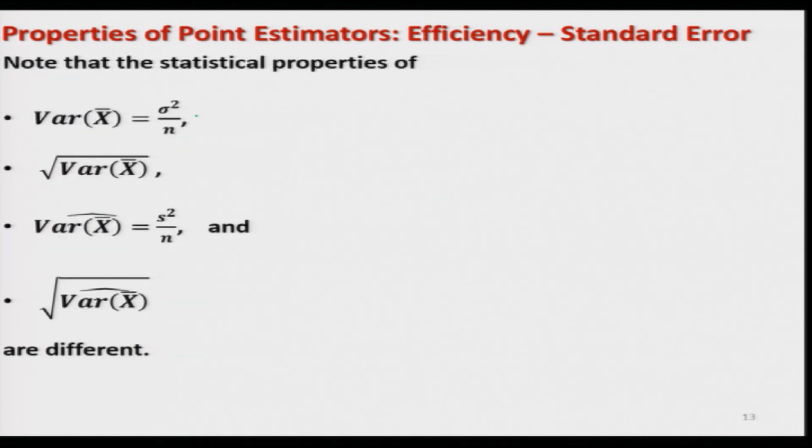But now the problem is that the statistical properties of the variance of x bar, its standard deviation, the estimate of the variance of x bar and the standard error are different. They have different statistical properties, and having one property does not directly imply the properties of the other estimators. That is what you have to keep in mind, but still we are looking forward to a solution.